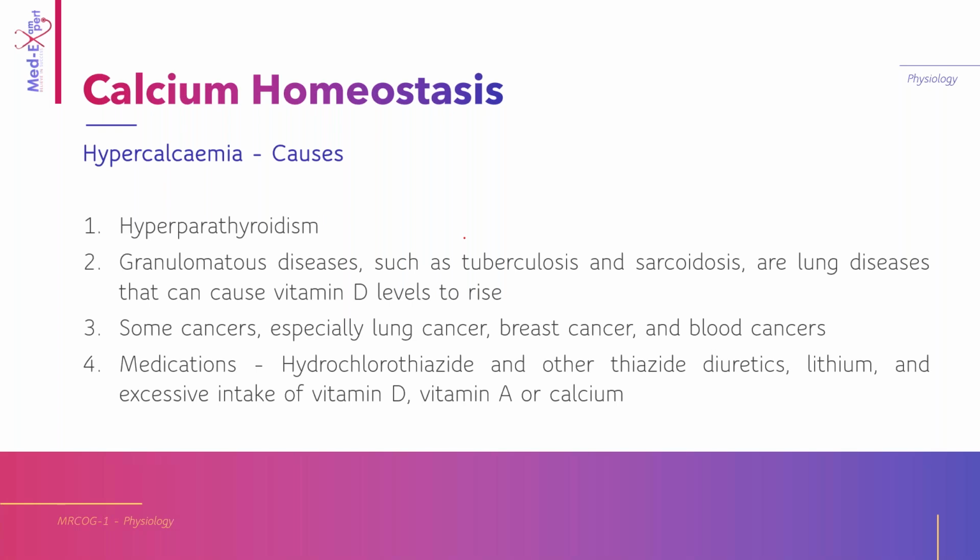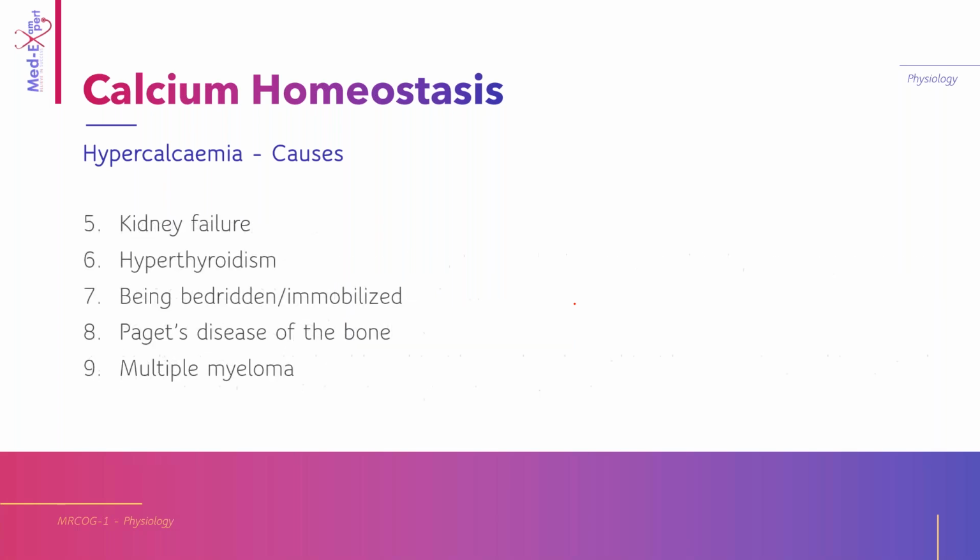Also there are some diseases like tuberculosis and sarcoidosis. These diseases are associated with increase in the vitamin D levels, so there will be increase in the absorption of the calcium from the intestine, leading to hypercalcemia. Some cancers like lung cancer, breast cancer also are associated with hypercalcemia. Many diuretics and excessive intake of vitamin D or calcium, hyperthyroidism, being bedridden or immobilized, Paget disease of the bone, multiple myeloma, all these are diseases associated with hypercalcemia.